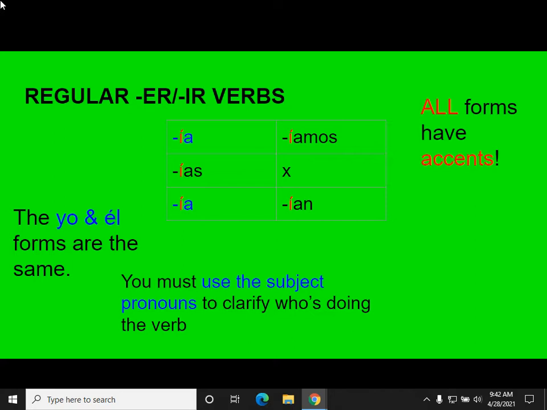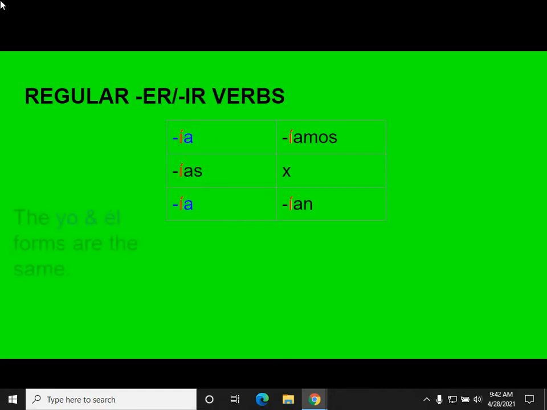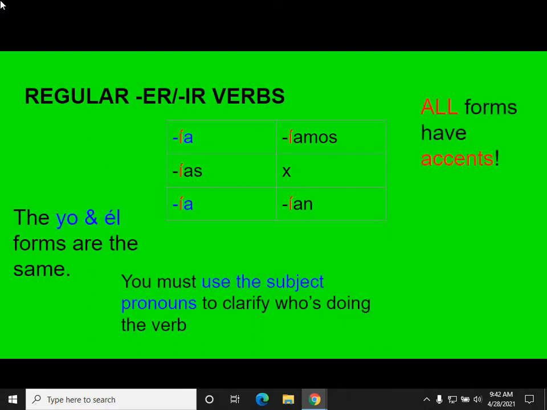So let's take a second and let's read out the AR verbs first. Okay, read those with me. Aba, abas, aba, abamos, aban. And now read them with me again. And let's do the ER-IR ones. Here we go. I'll say it, then you repeat it. Ía, ías, ía, íamos, ían. Let's read it together.